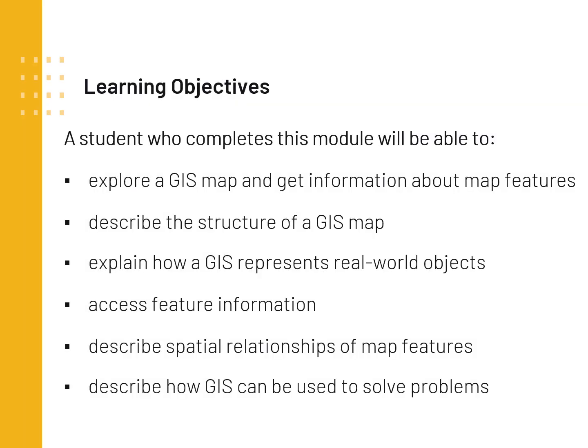So what are our learning objectives for today? What do you hope to be able to do at the end of this session? Well, you should be able to explore a GIS map and get information about the various features on it. You should be able to describe the structure of a GIS map. You'll be able to explain how GIS will represent real-world objects in a map. You're going to learn how to access the information that's on your map, this feature information. You're going to be able to describe relationships of the map features, and you're going to see how GIS can be used to solve a particular problem.